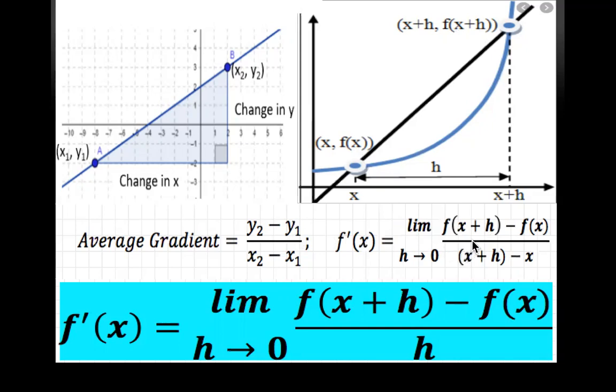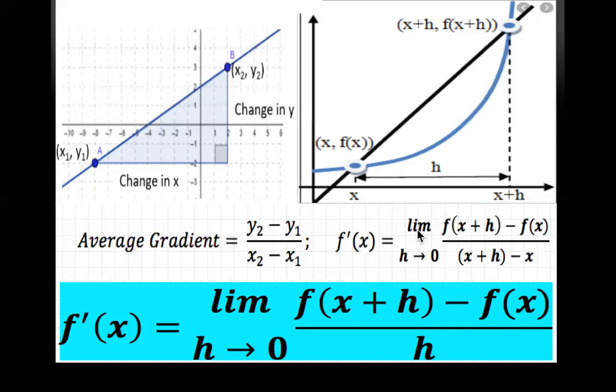Now let's go to the denominator. In the denominator, we look for the x2, and our x2 is x plus h, so we substitute it into the denominator. Then we look for our x1. What is our x1 now? This is x. We substitute it into the formula. Remember, as you expand this bracket, x minus x gives you 0. Whatever is left is h only. But the numerator remains the same, so we substitute it into this.